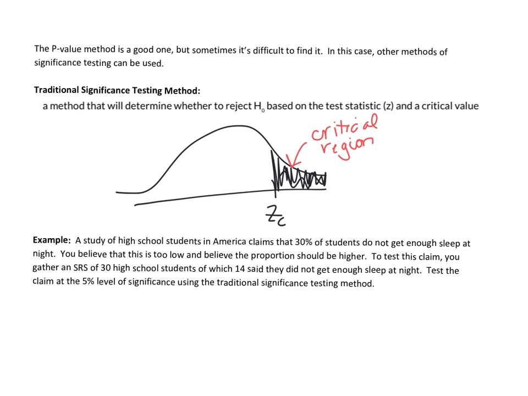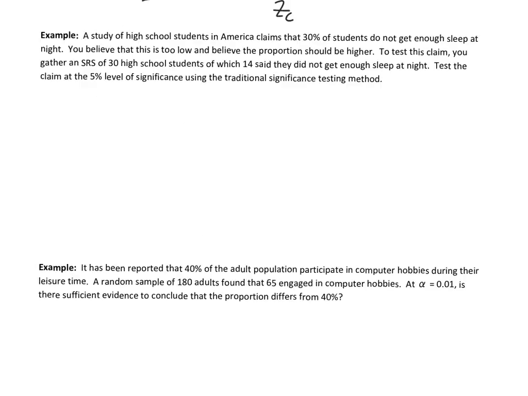Okay, and what we do is if our test statistic is in our critical region, we reject the null hypothesis. So if test statistic is in critical region, reject null. Okay? And then obviously if it's not in the critical region, we would fail to reject the null hypothesis. So we're going to take a look at a couple examples and see what this looks like in application.